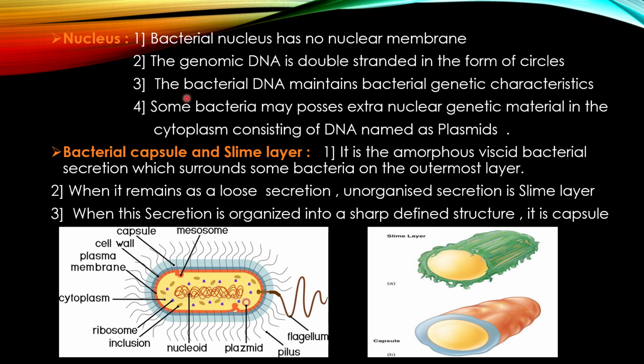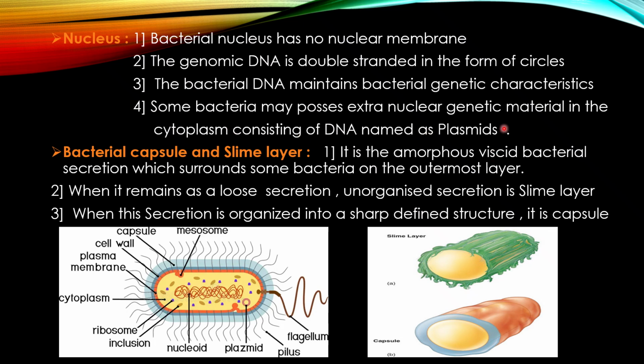The genomic DNA is double stranded and in the form of circles. The bacterial DNA maintains bacterial genetic characteristics, so all the genetic characteristics are stored in the DNA. And then some bacteria may possess extra nuclear genetic material in the cytoplasm consisting of DNA, named plasmids.